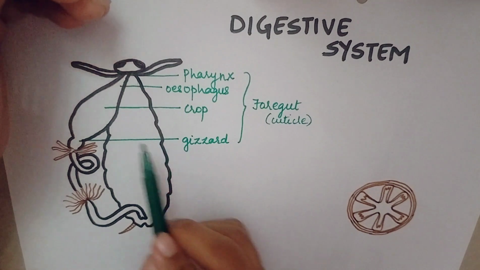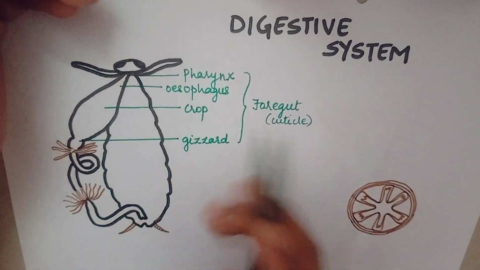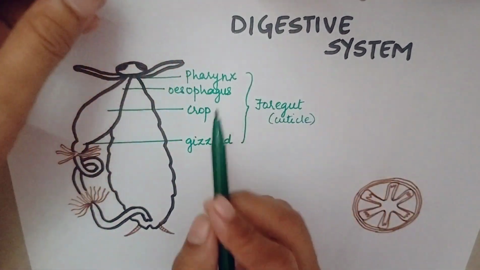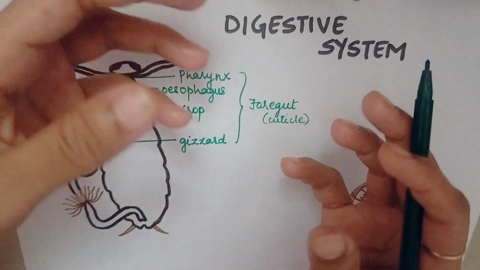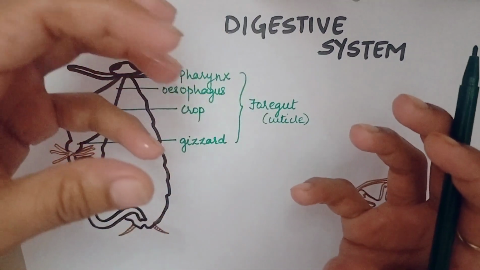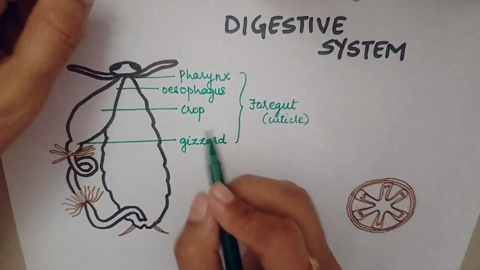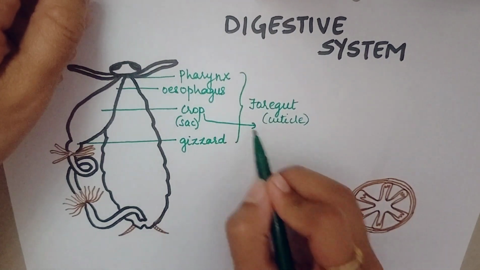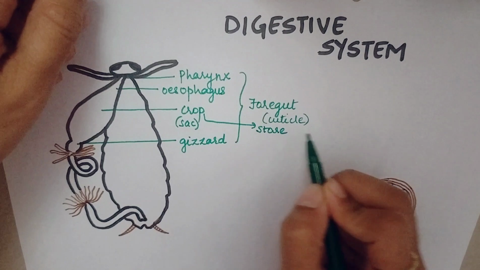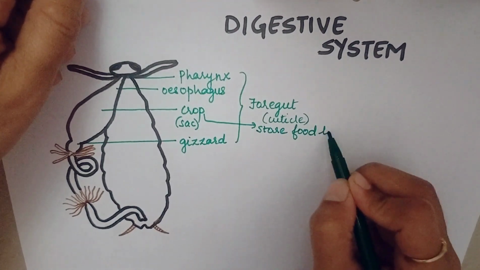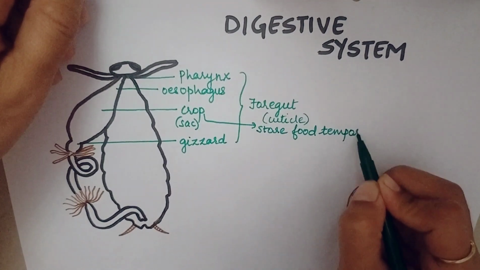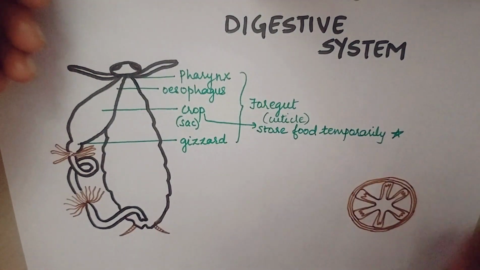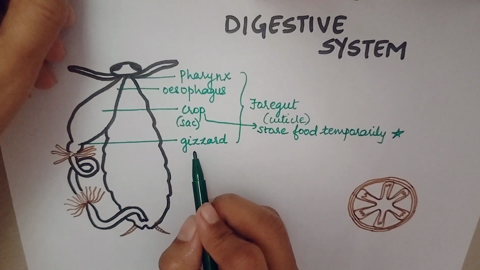Now the function of the crop is to store the food temporarily. The storage of the food is done in the crop. It is a large, pear-shaped, sac-like organ because it is going to store food. The function of the crop is to store food temporarily. You have to remember the function of the crop. This is important. The second part is the gizzard.